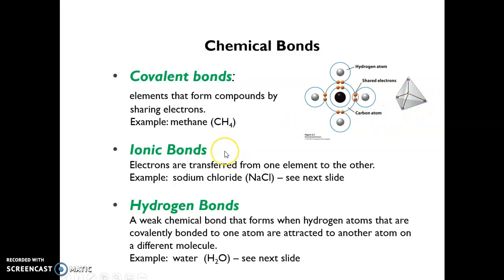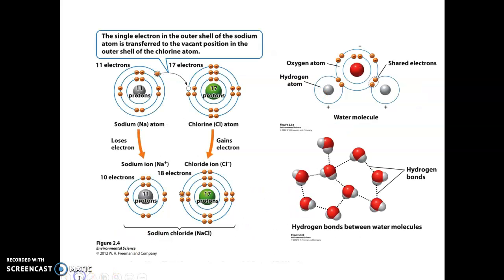Another type of bond is the ionic bond. Remember, ion means charged particles. So electrons are transferred from one element to the other. You could have an example of sodium chloride. Sodium is Na, chlorine is Cl, and when you put them together it's known as sodium chloride, which is also just salt. Let's take a look on the next slide at how an ionic bond might be structured.